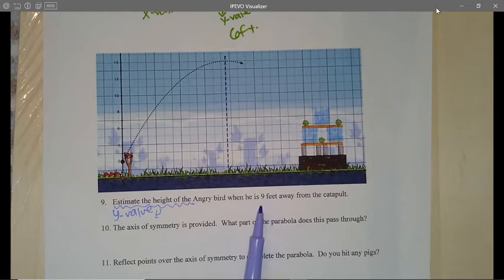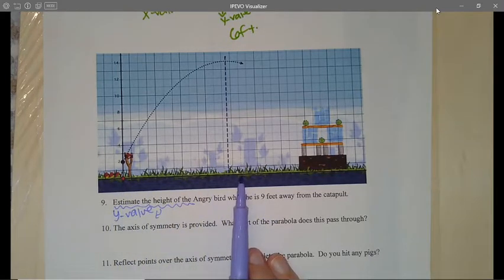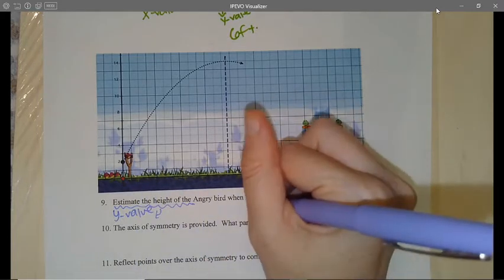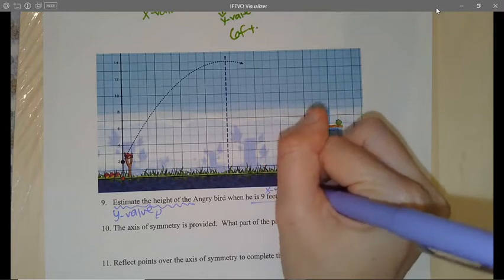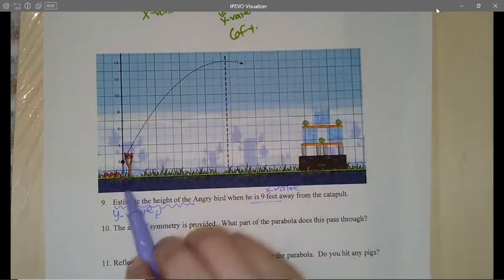And the reason why I know this is an X value, 9 feet away from the catapult, well, that is going to be a horizontal distance. So this is an X value right here. So I want to know what is the Y value when X is 9. So let's see. Okay, so it starts here.